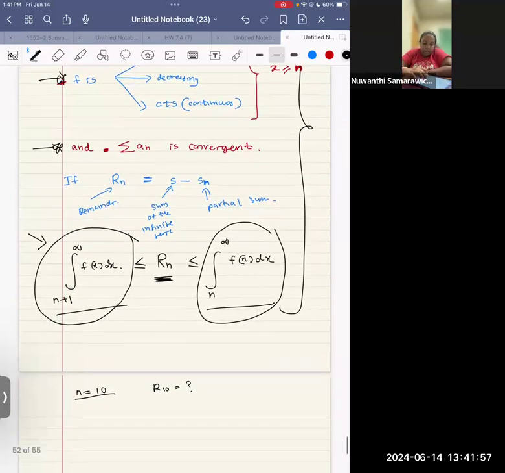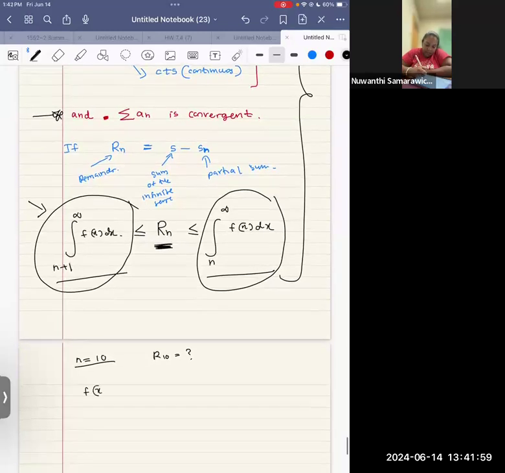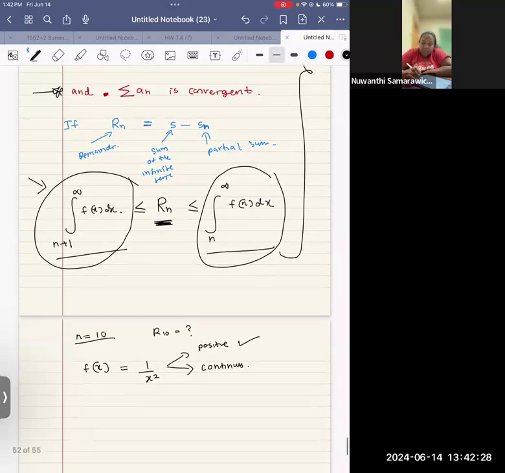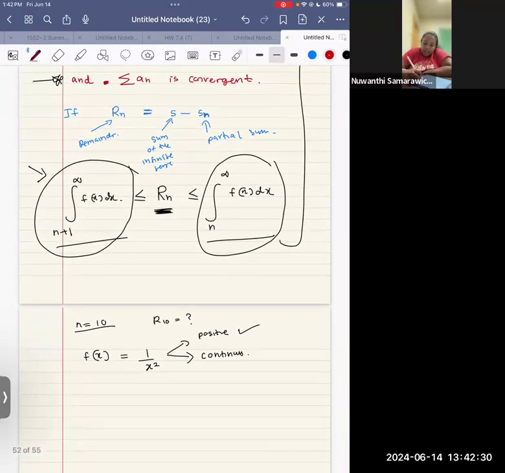Can you all check whether the corresponding f(x) is 1 over x squared? Is it positive? What do you think? Don't worry, this is the last question of the day. Yes, it is positive because the denominator, x squared, is positive. And then is it continuous? It's continuous. Why? Because here we only consider when x is greater than 10.